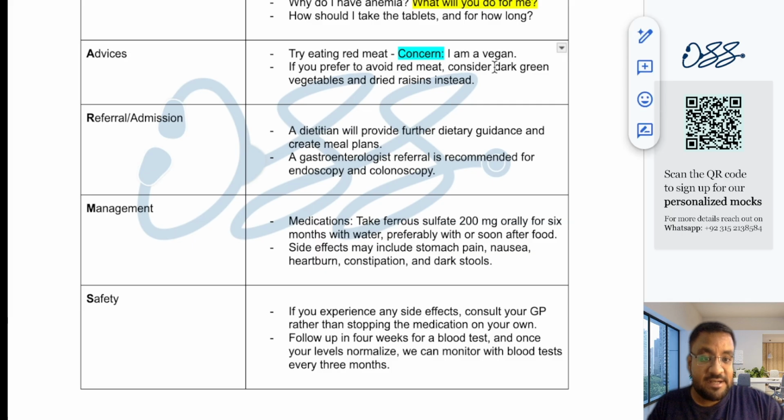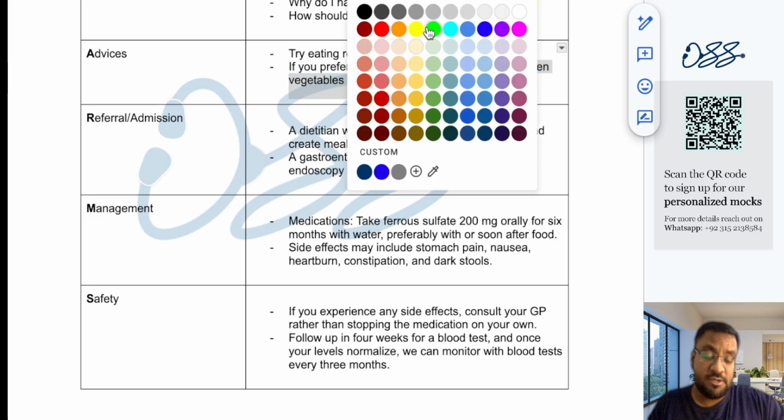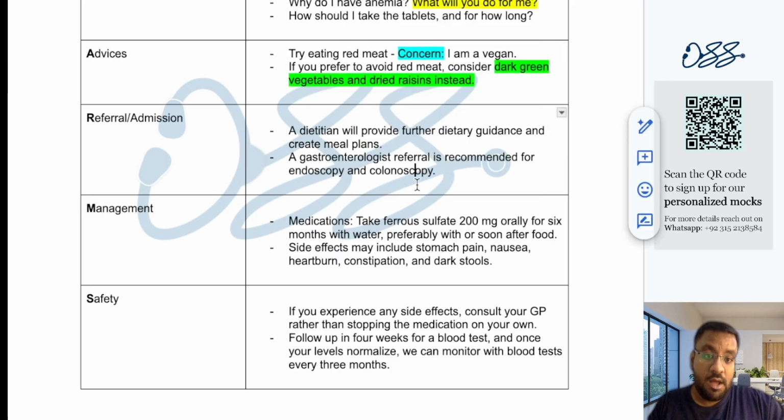Can you consider taking dark green vegetables and dried raisins instead? Because dark green vegetables and raisins are also high sources of iron and vitamin B12. So make sure that you are ready to give alternatives as well. That is what would make you a good doctor, a good counselor.